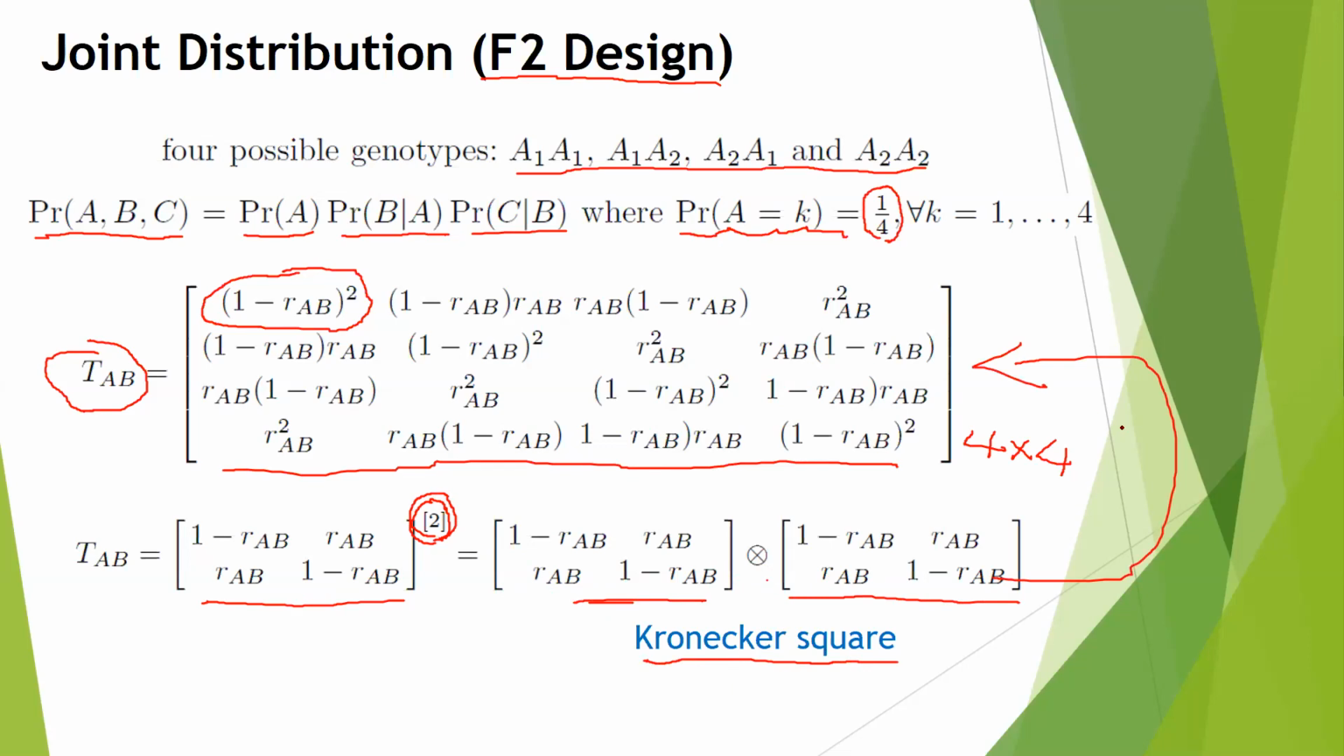This is too complicated. It's not required. I just show you for your own knowledge what the relationship is between the transition matrix AB in the backcross design and the transition matrix AB in the F2 design. So this is the relationship. Okay.